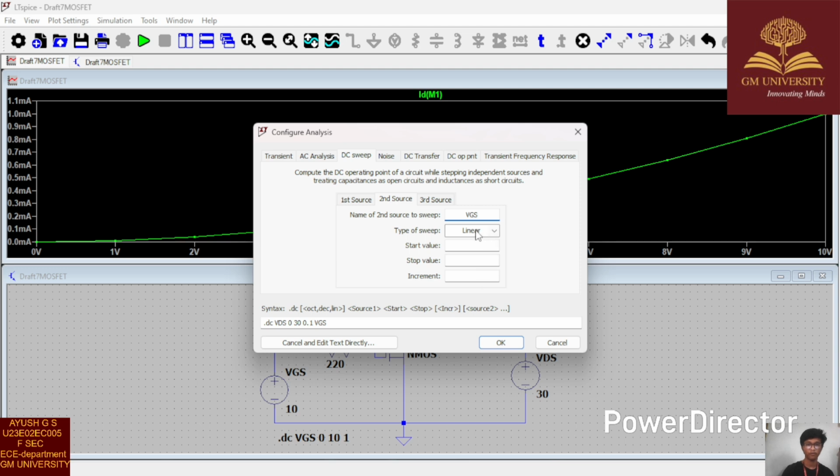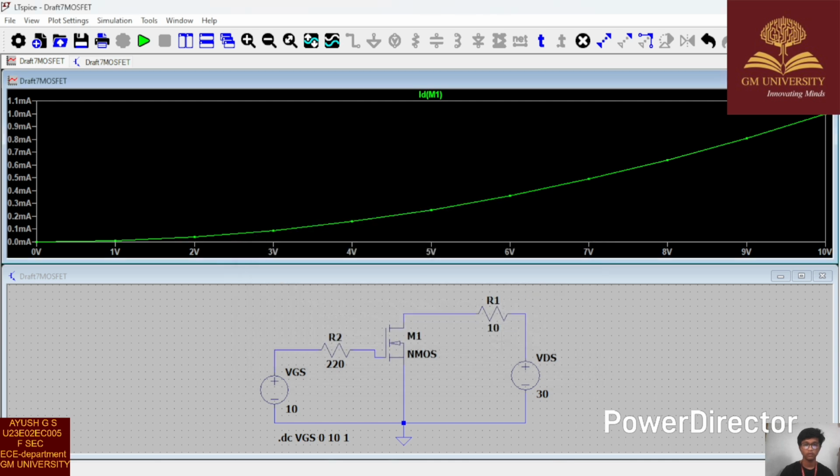For VGS, the type of sweep will be linear, the start value is 0, the stop value will be 10, and the increment I took as 2 volts. Press OK. Now you can see here VDS is set from 0 to 30 volts with a 0.1 volt increment, and VGS is set from 0 to 10 with an increment of 2. So now run the simulation.